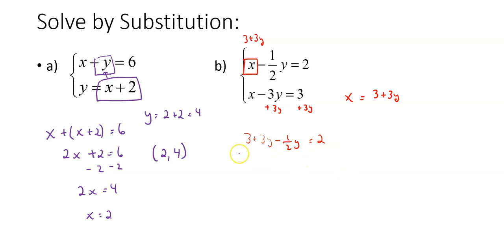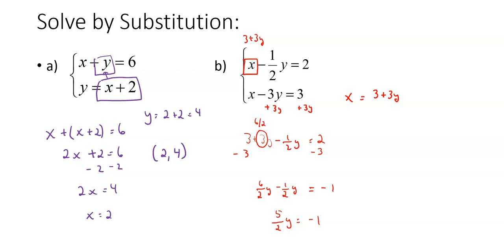equals 2. All right, let's move the 3 over to the other side. 2 minus 3 is negative 1, so don't lose the negative sign. How do I do 3y minus 1 half y? Well, I'm going to need a common denominator. Looks like 2 is a good common denominator. So that one already has a 2 as a denominator. 3 is the same thing as 6 halves. So I get 6 halves y minus 1 half y. Well, 6 of them minus 1 of them is 5 of them. So I get 5 halves y equals negative 1.